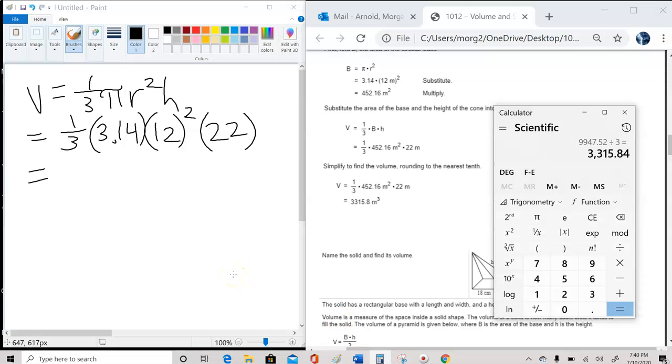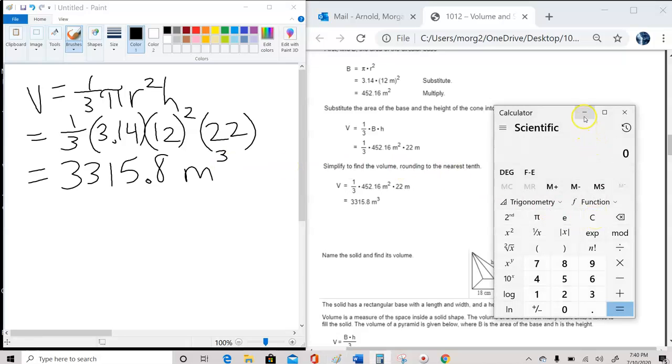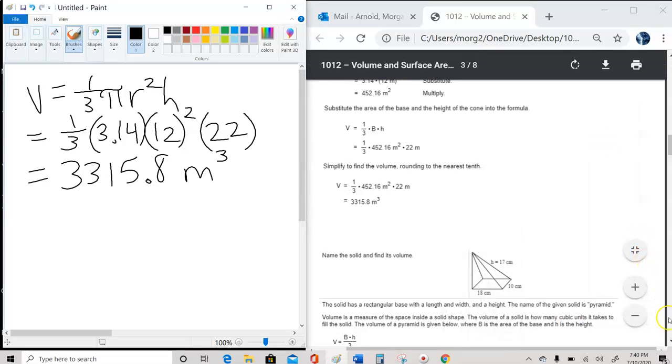All right, so to the tenths place again, our final volume is 3,315.8 cubic meters. Let's look at another shape.